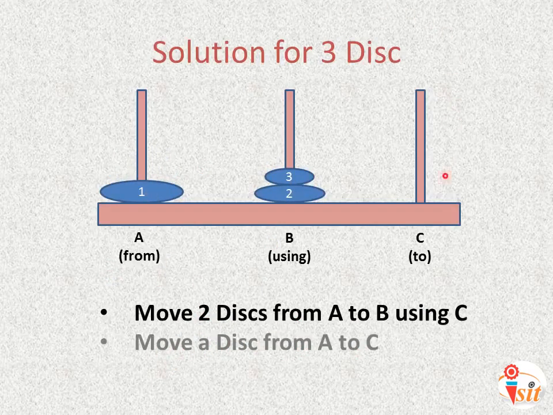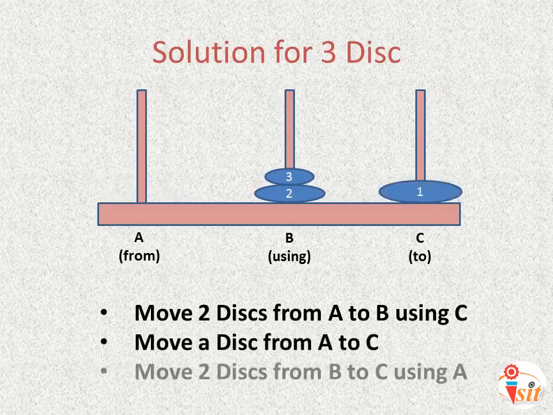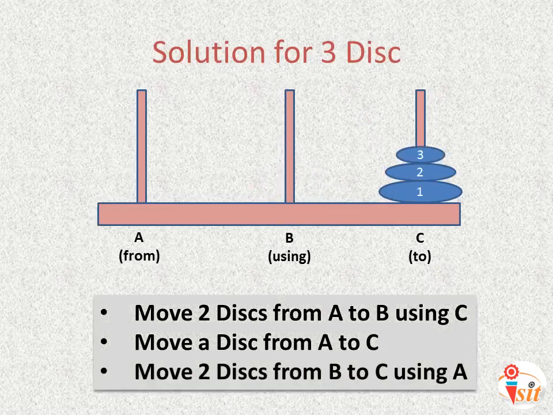Second step is move a disk from A to C. Move 1 disk from A to C. That's it. It's done. Then the third step is move 2 disks from B to C. These 2 disks we have to move from B to C using A. Again this is a recursive step. How to move these 2 disks from this tower to this tower, we have already seen. So this is a recursive step. And finally this is done.